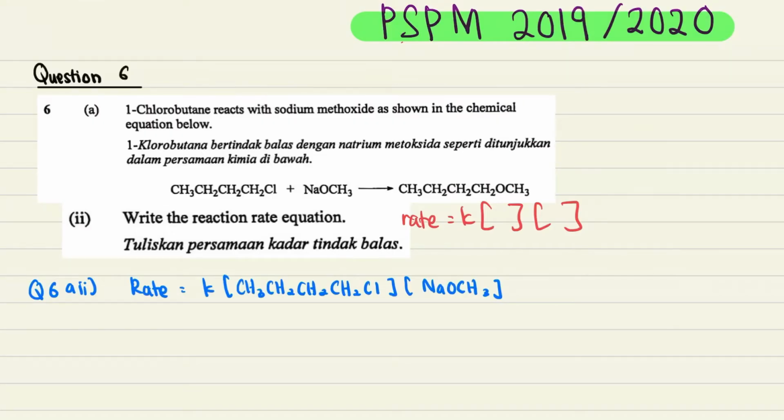Okay, and then cuba tengok balik equation ni lah. Okay, haloalkane kita adalah ini. So salin balik sahaja. And then kita punya nucleophile adalah ini. Okay, so itu je lah. And kenapa dia second order? Sebab dia power 1, power 1. 1 plus 1 equal to 2. So dia punya overall order dia adalah second order.